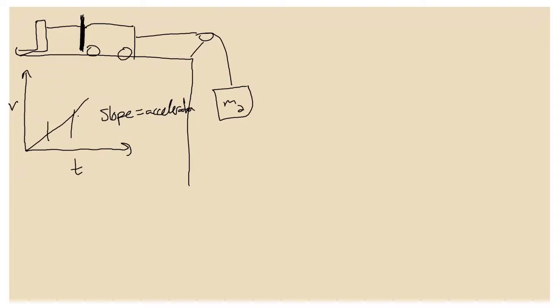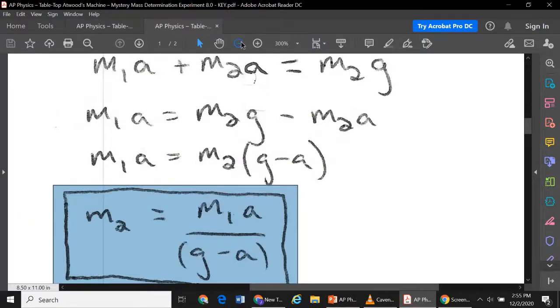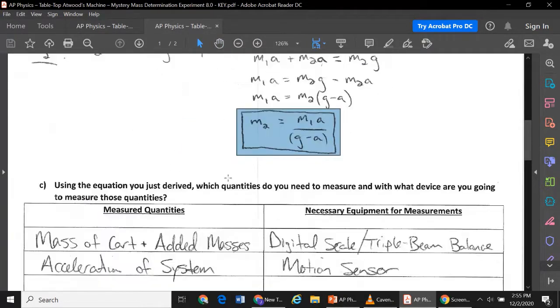And so notice here in my chart, what I wrote down for the stuff we're going to measure is I said, well, we're going to measure the mass of the cart plus the added masses with a digital scale or triple beam balance. And I'm going to measure the acceleration of the system using a motion sensor. Again, you have the freedom to choose to do this however you want. If you wrote you were going to measure distance using a meter stick and time using a stopwatch, and then calculate the acceleration using the equation 2 delta x over t squared, that's fine.